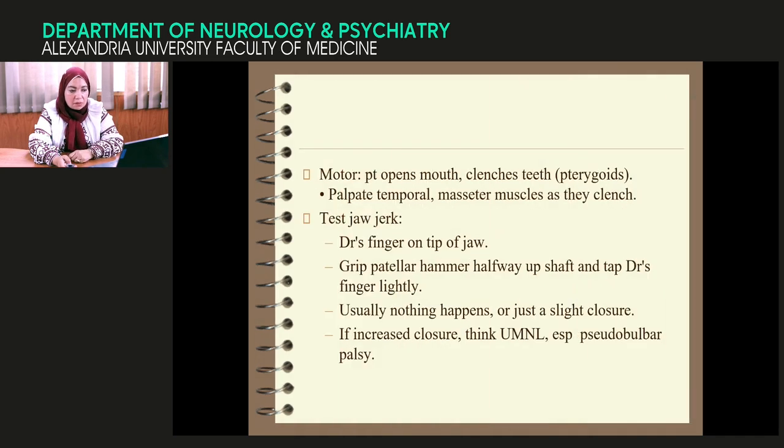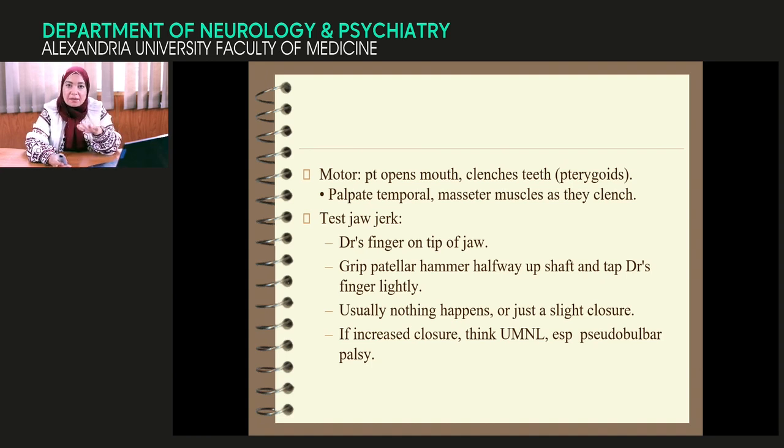This is how to test the motor function, as we said, clenching the teeth, side to side movement. Also, there is the jaw jerk. How to test the jaw jerk? We ask the patient to open the mouth midway, and I put my thumb on the chin and tap my hammer over the thumb. What will happen? Normally, it is absent or just elicited. No movement, or maybe a slight movement, which only I feel because I put my finger, but I cannot see.